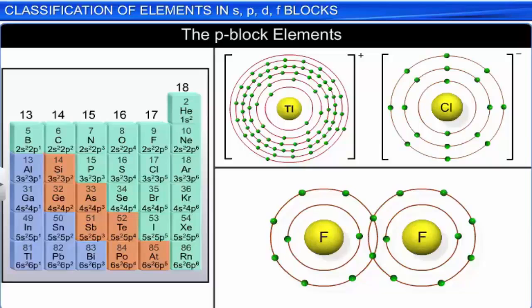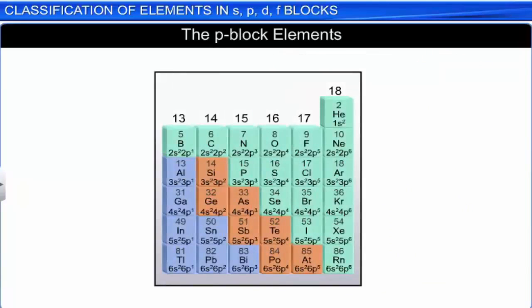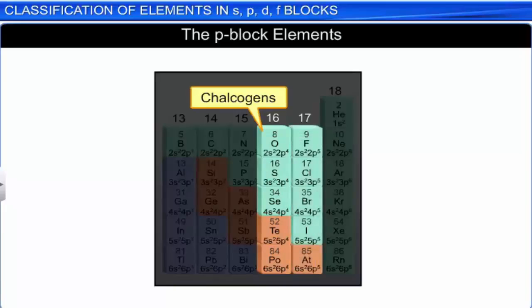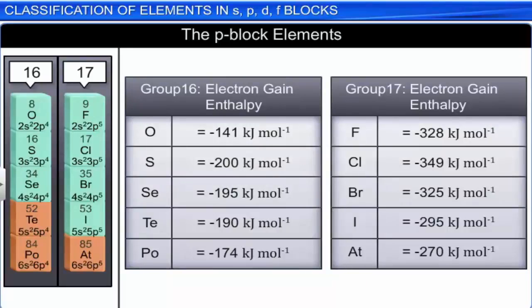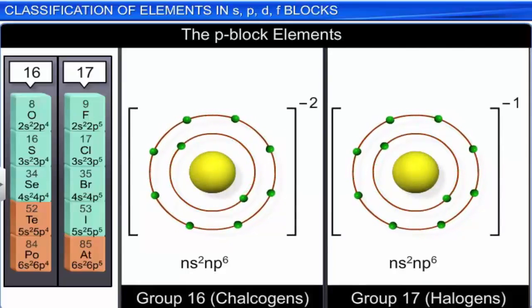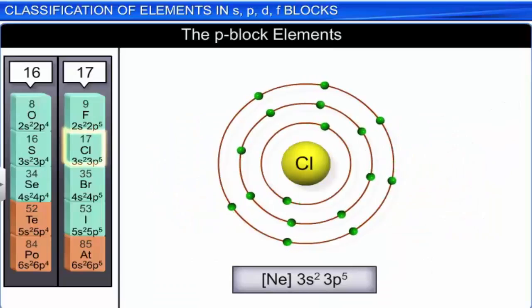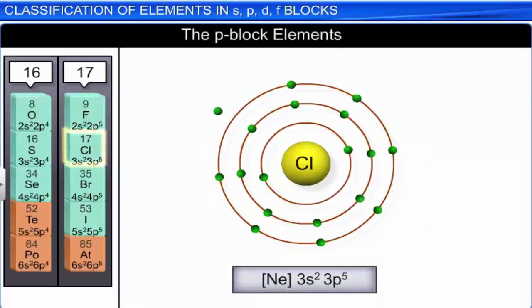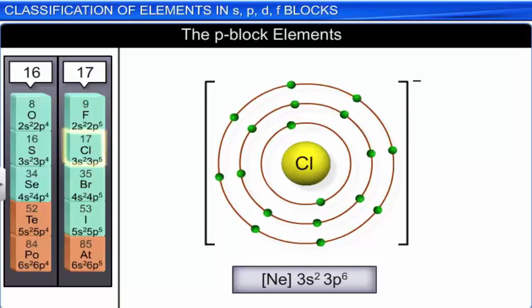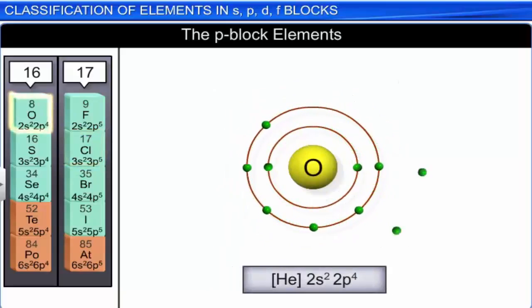Two chemically important groups of p-block elements are Group 16, the chalcogens, and Group 17, the halogens. The elements of these two groups have high negative gain enthalpies, and they readily gain 1 or 2 electrons to attain the stable noble gas electronic configuration, which is ns2np6. For example, chlorine, belonging to the halogen family, readily accepts 1 electron to attain the nearest inert gas configuration of argon. On the other hand, oxygen belonging to the chalcogen family needs to accept 2 electrons to attain the inert gas configuration of neon.